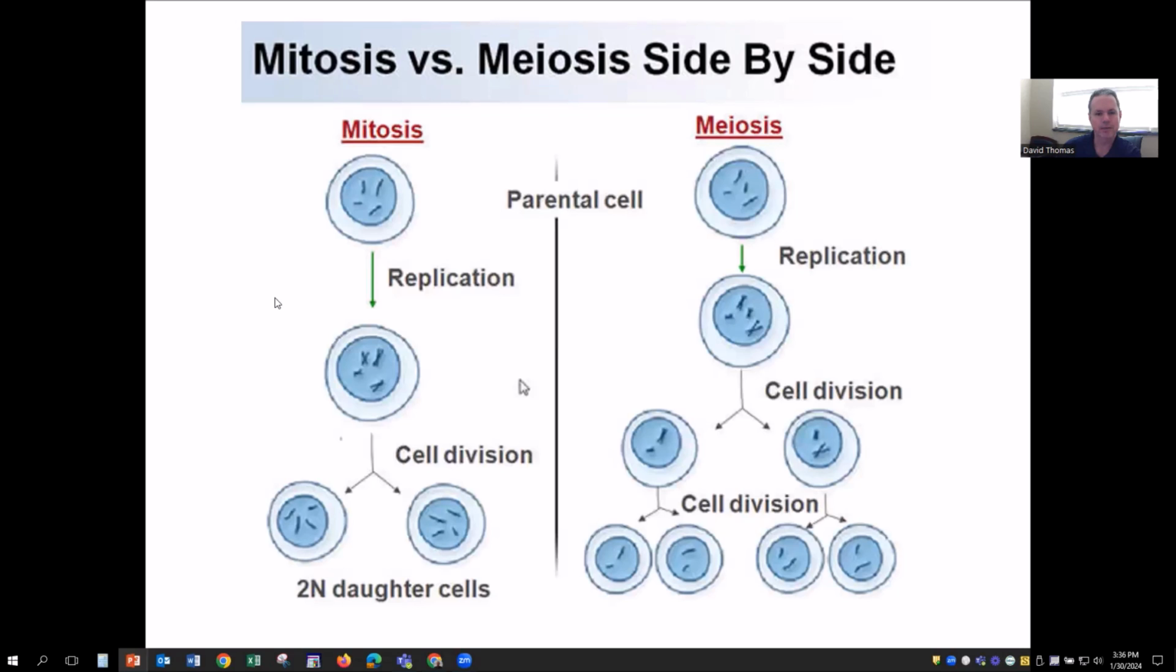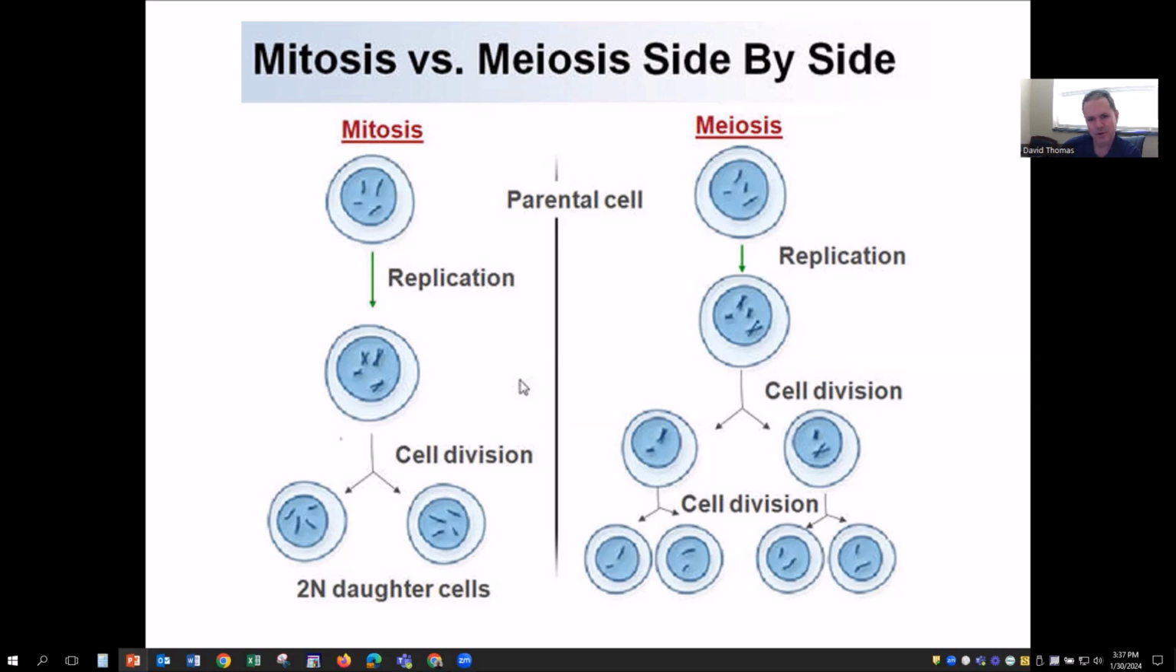So let's look at a side-by-side comparison of mitosis and meiosis. Notice that there are some similarities between these two. First of all, they're both types of cell division. Cell division occurs in both of these processes. Also, you both start with a parent type cell, a beginning cell, and you end up with daughter cells. Right? So those are all similarities. You have replication that takes place for each stage here for mitosis and meiosis. There's also cell division.